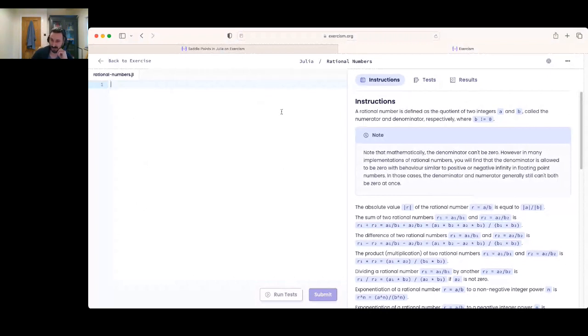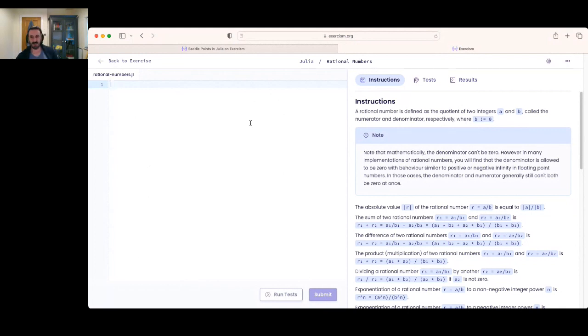It might actually be medium, but this is attempting to implement a rational numbers type in Julia. Again, I think Julia has its own built-in rational numbers, but that's not really the point. The point is trying to build your own. So we'll give it a go. Let's see how bad I can fumble through this one.